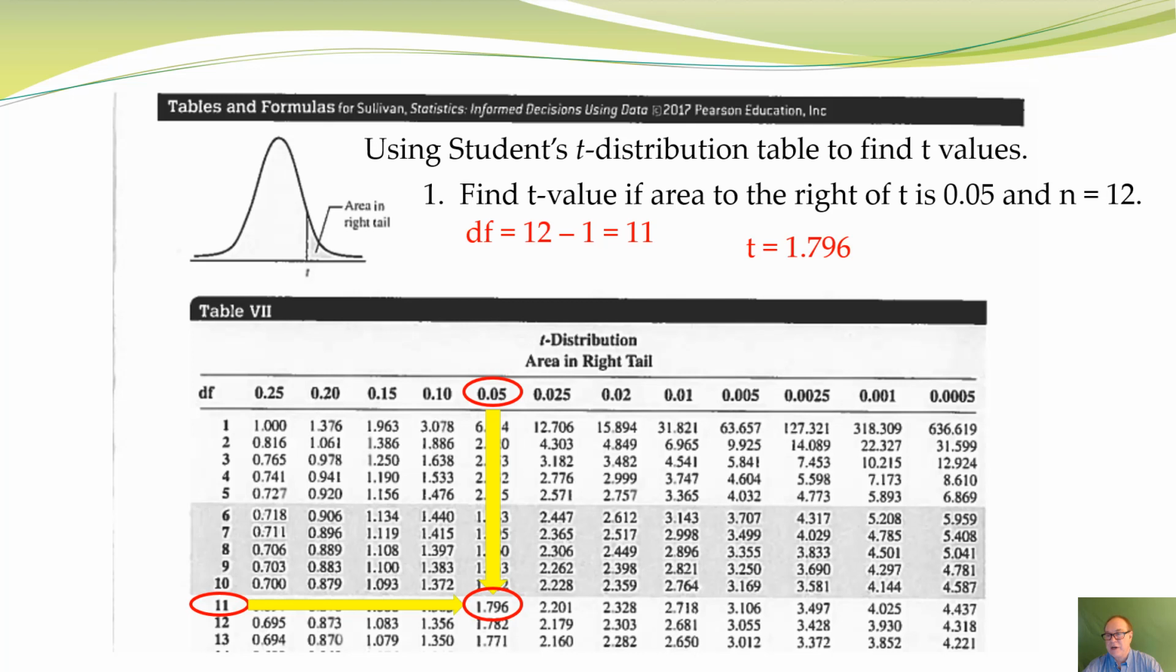Now, one feature here is, what if this problem had stated the area to the left of t is 0.05? If you're talking about the left of t, you have to realize it's symmetric. So if the area to the left of t is 0.05, the area to the right is 0.05. So we would do the same thing. But since we're talking about area to the left being very small, our t-value would be negative. So we're going to use one table, and then we have to decide whether the t-value is positive or negative by where it's located according to 0.